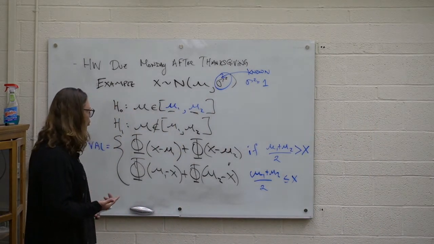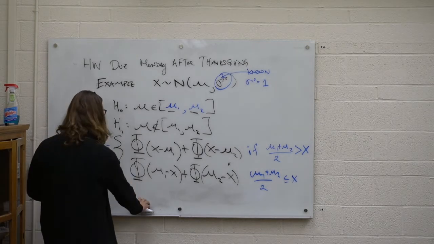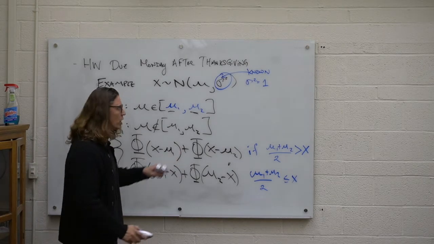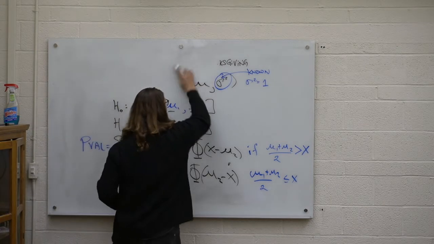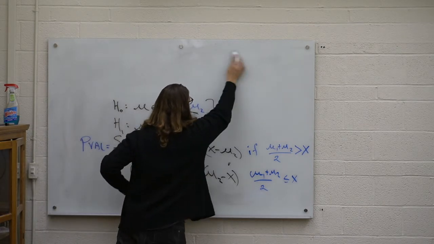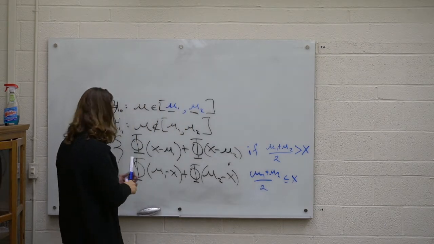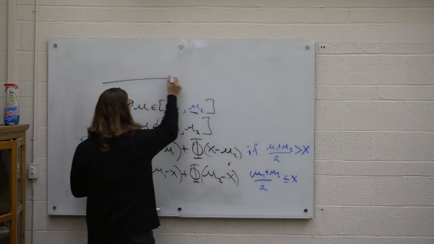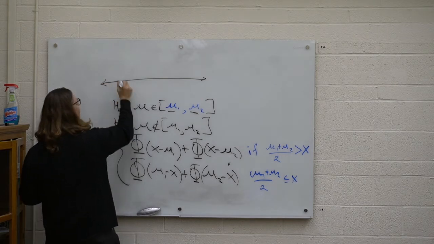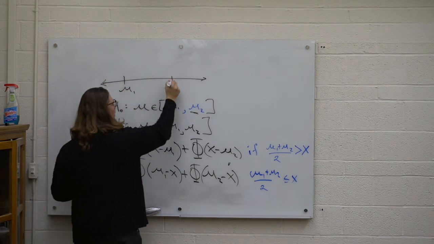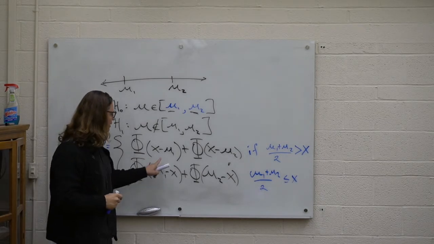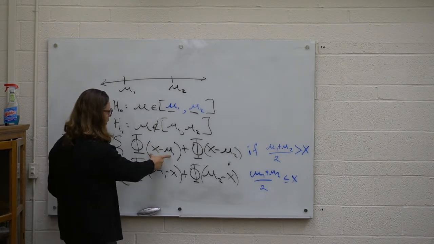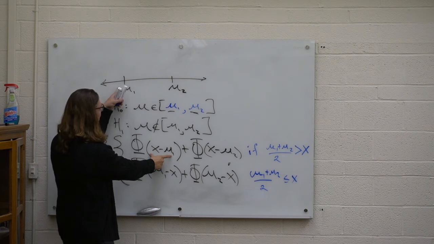I want to just show you what this is actually testing, and what this is a measure of. So this is really a measure of how close x is to your endpoints. So I have some interval right here. I've got a mu1 and a mu2. And I've got some x, and basically this is just measuring how close you are to mu1 right here.